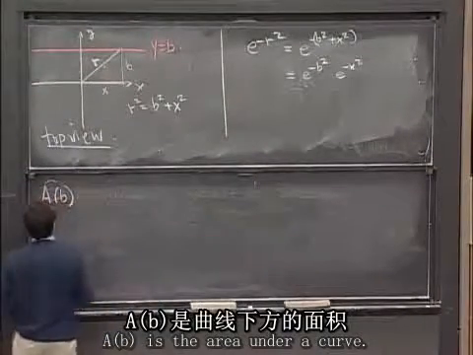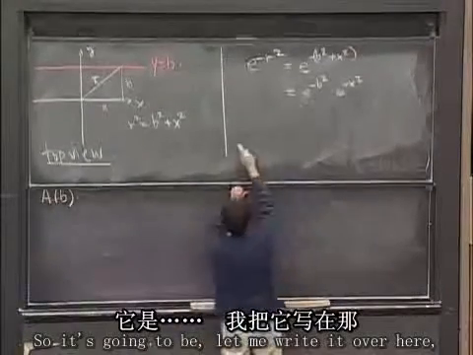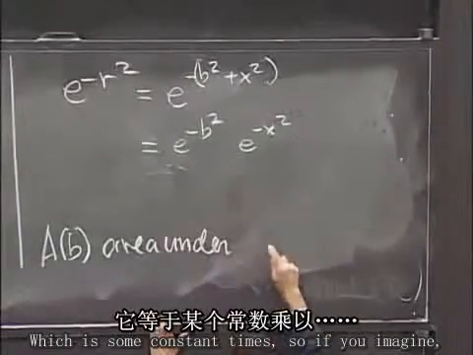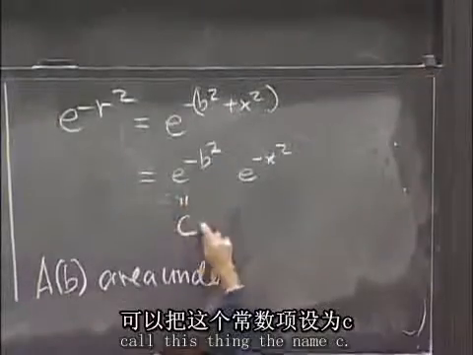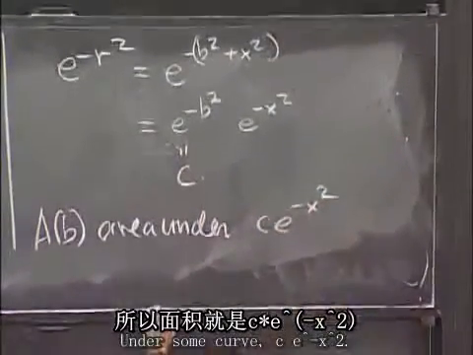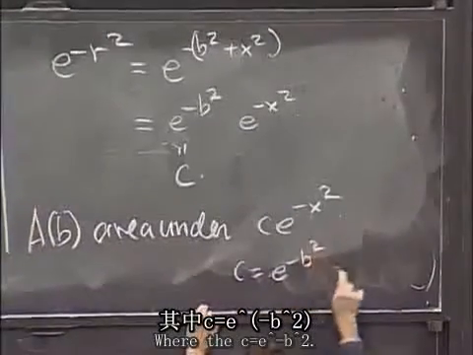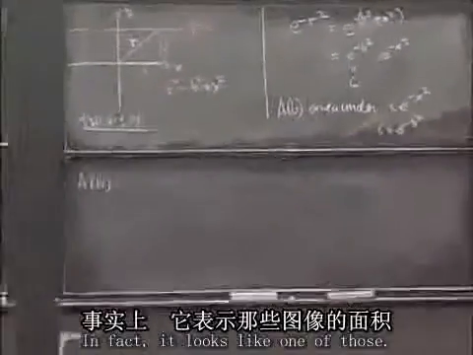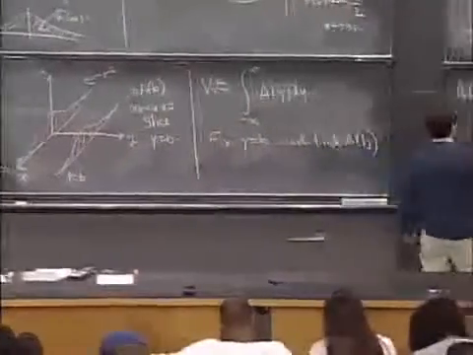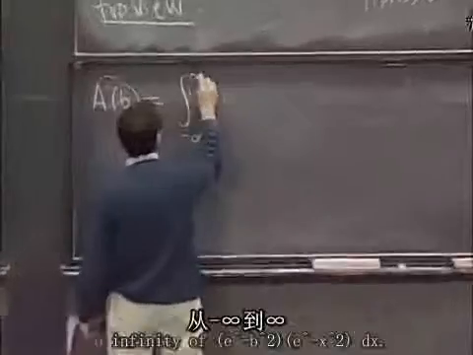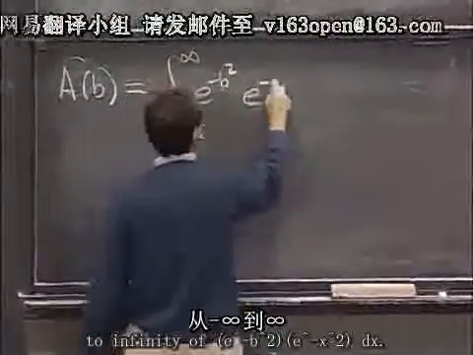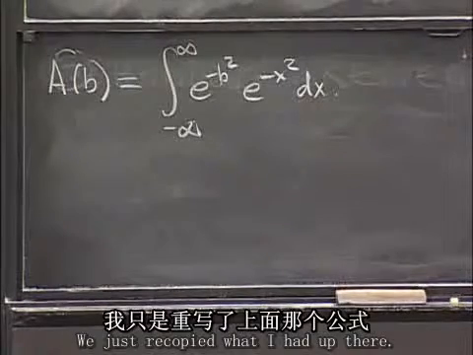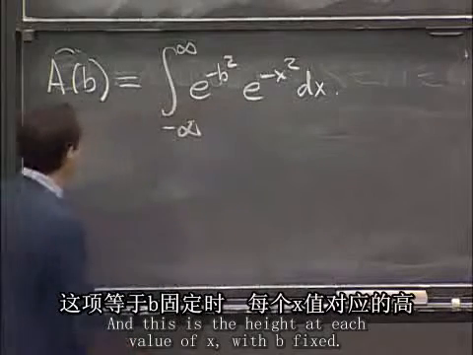A of b is the area under a curve. So let me write it over here, A of b is the area under this curve here, which is some constant times, call this constant c, c times e to the minus x squared, where c is equal to e to the minus b squared. That's what our slice is. In fact, it looks like one of those bumps. Here's its formula again. It's the integral from minus infinity to infinity of e to the minus b squared, e to the minus x squared dx. I just recopied what I had up there. And this is the height at each value of x with b fixed.